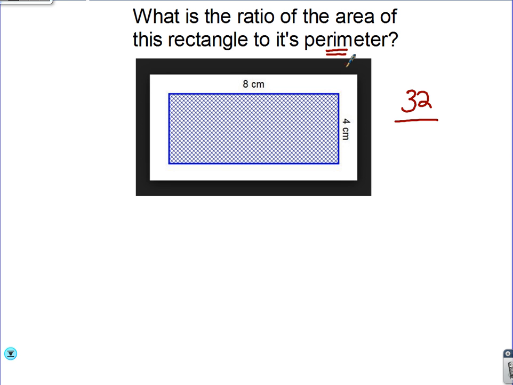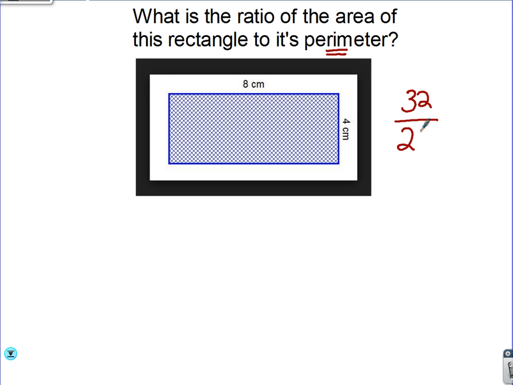How far is it around this room? How far is it around this rectangle? Well, the distance is 4 from here to here, 8 from here to here, 4 from here to here, 8 from here to here. Somebody know what the perimeter of that is? 24.